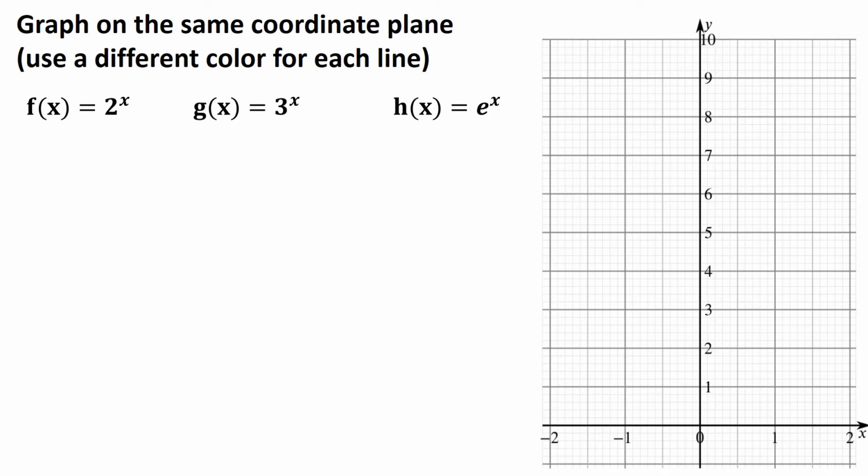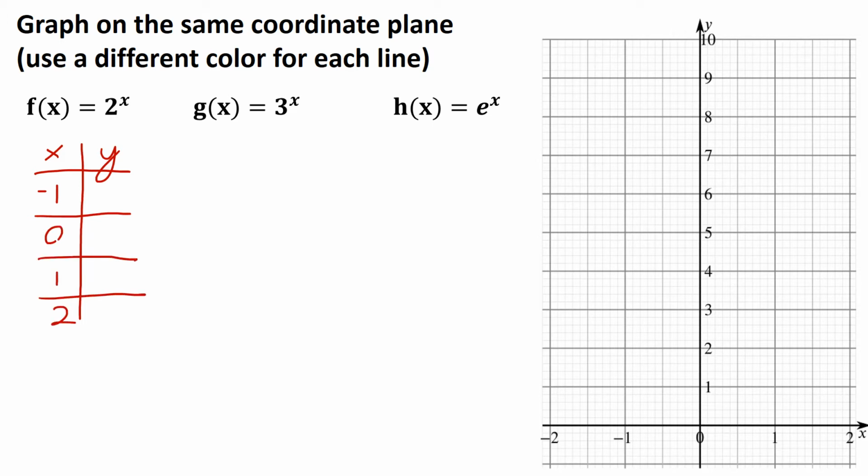But first, I think it might help if we look at things we've graphed before. So let's graph f of x equals 2 to the x power. So we have x and y, and we just need a few points. So -1, 0, 1, and 2, just to get the sense of it. So 2 to the 0 power is 1, so we can graph that. 2 to the 1 power gives us 2, and 2 to the second power is 4. 2 to the negative 1 power would be the reciprocal of 2, so that is 1/2.